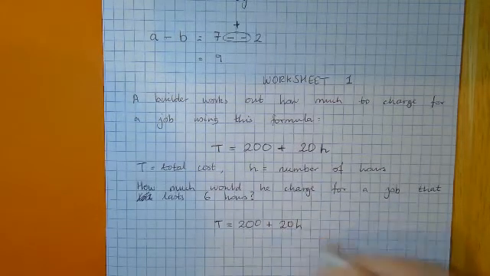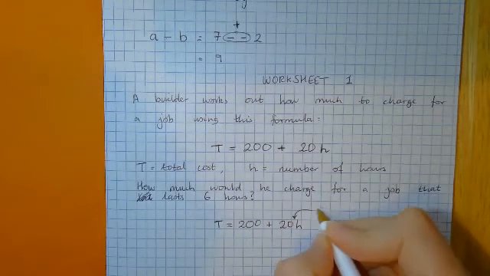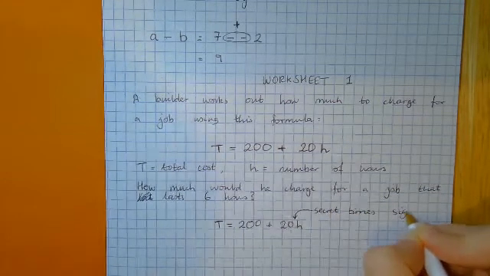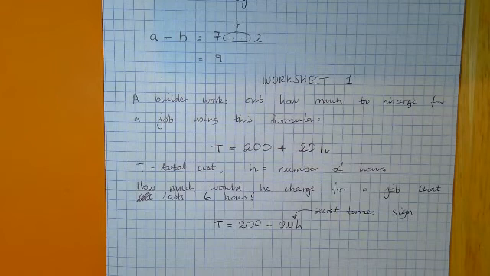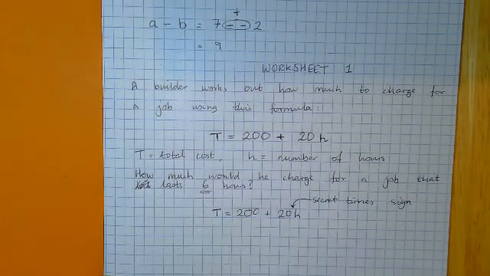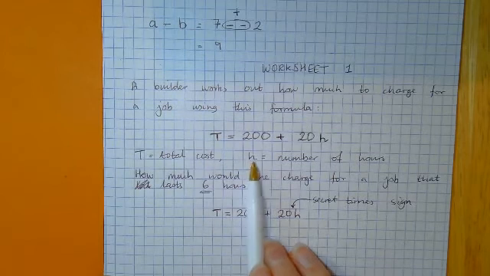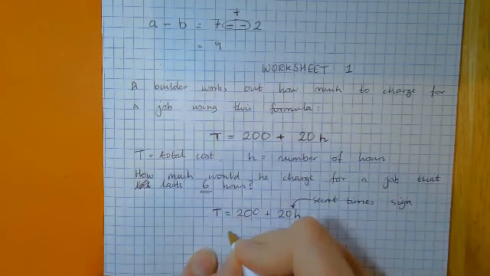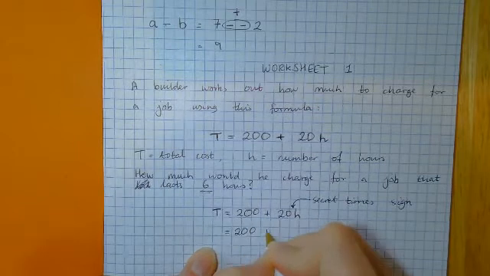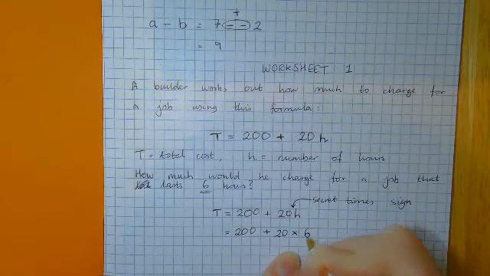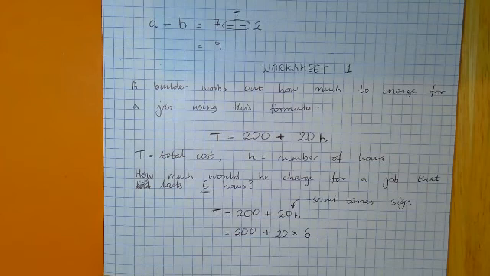So in fact, I'm going to start by writing out the formula. Oh, secret times sign. That's worth remembering, isn't it? Right, so what have we got? Well, we've got 6 hours. So we know that hours is represented by H. So whenever I see an H, I can put 6. So I'm going to have 200 plus 20, secret times sign, and then we've got 6 hours.